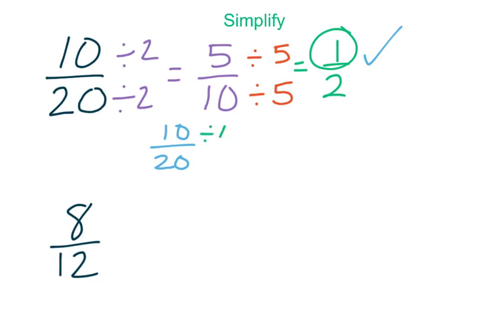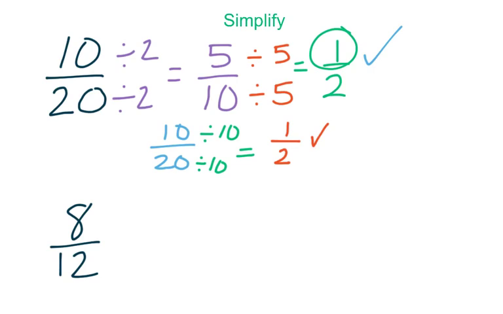So if I divide both of these by 10, I can actually skip a step. I don't have to do 2 steps, I can do 1. 10 divided by 10 gets me 1, and 20 divided by 10 gets me 2, and this ends up with the same results. Now if you didn't see that you could divide by 10, not a problem. You can still solve this problem.